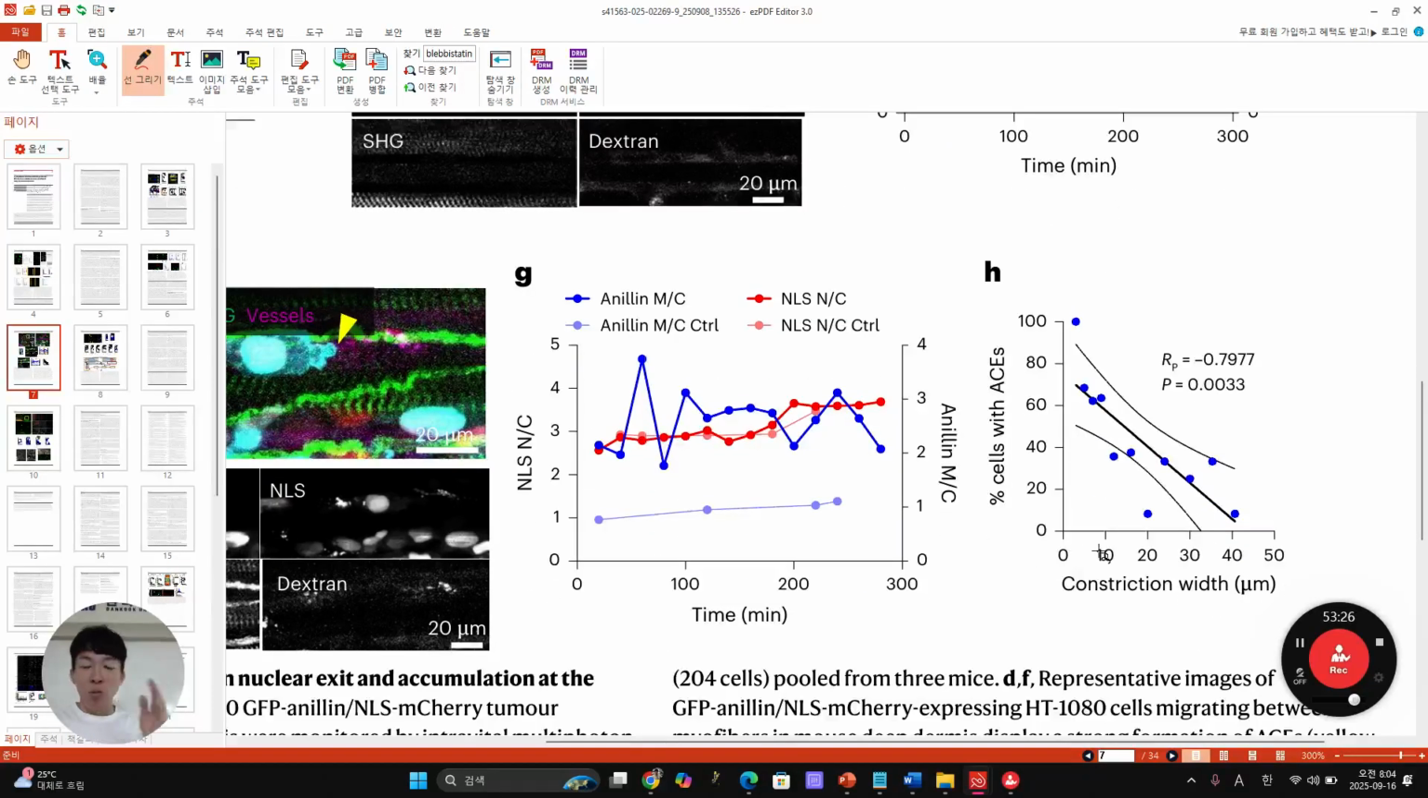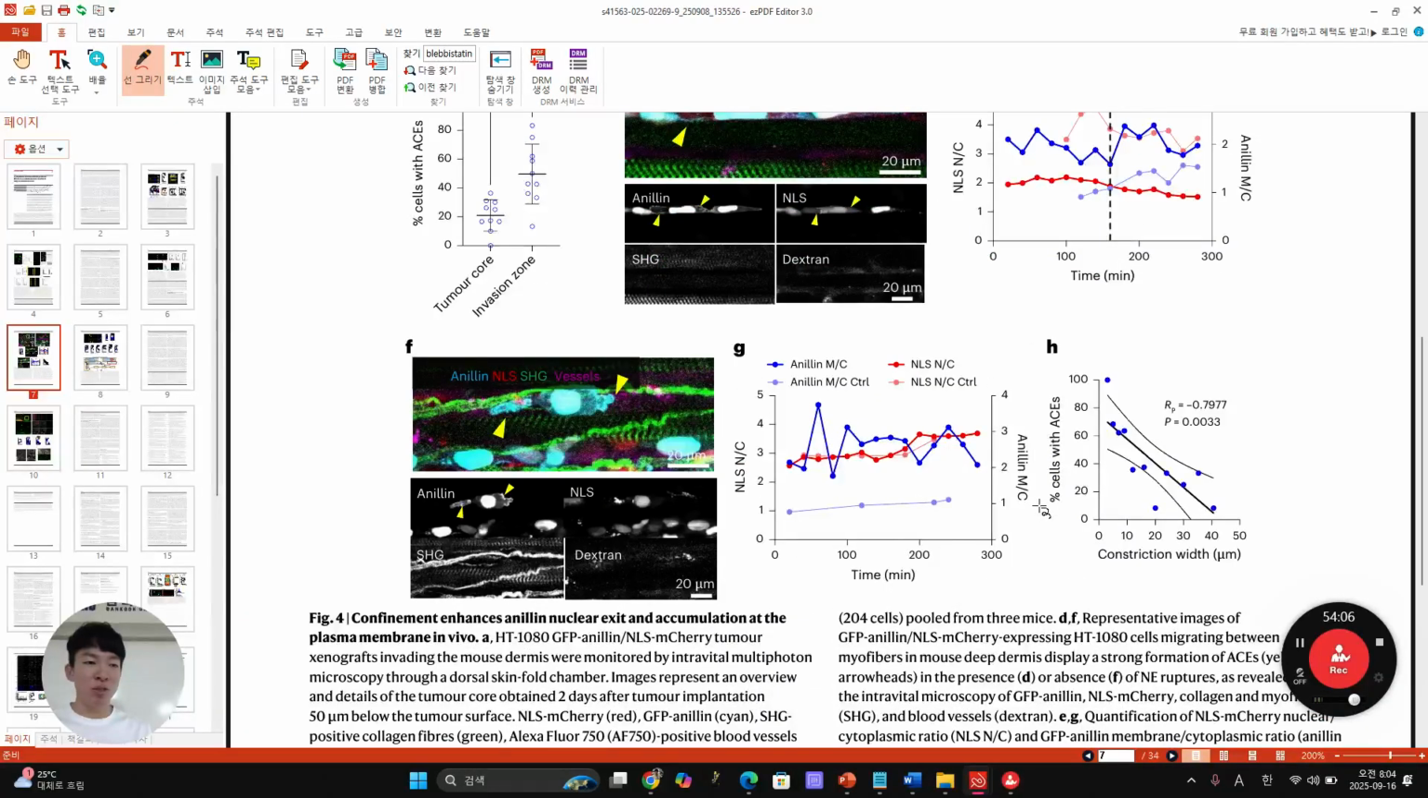And then we already showed our concept: depending on the confined area, when the cells are more squeezed out from a small size, more of the A structure is detected, right? For in vivo tissue also, as the constriction width decreases, a higher percentage of A is detected, right? Makes sense: less confined, less; more confined, more. So they prove their concept in in vivo tissue.